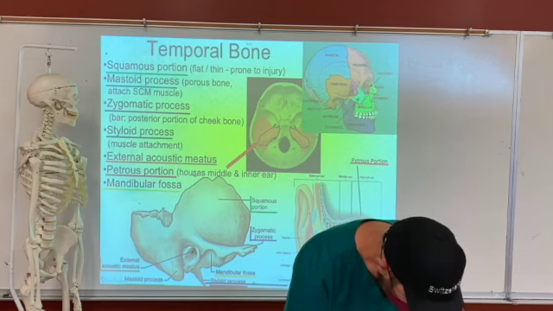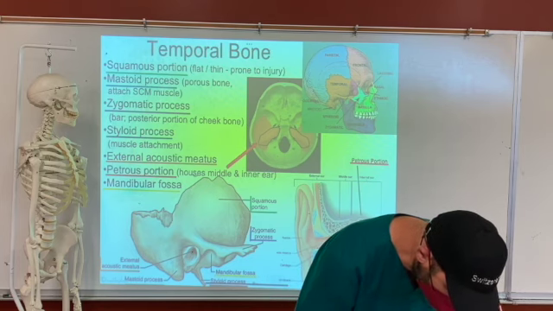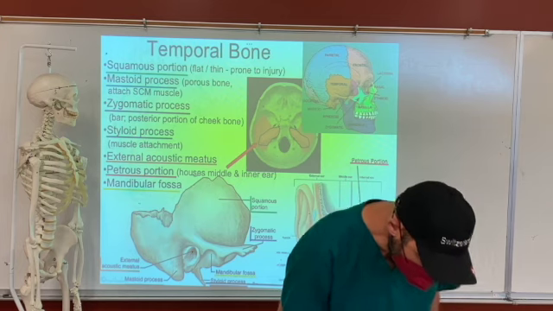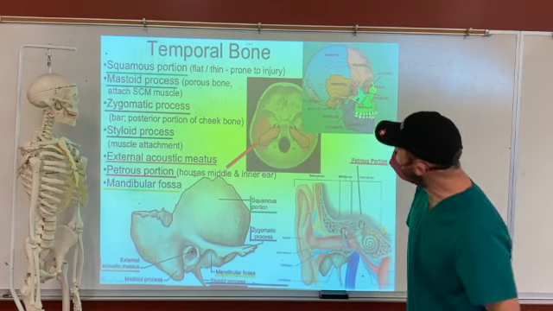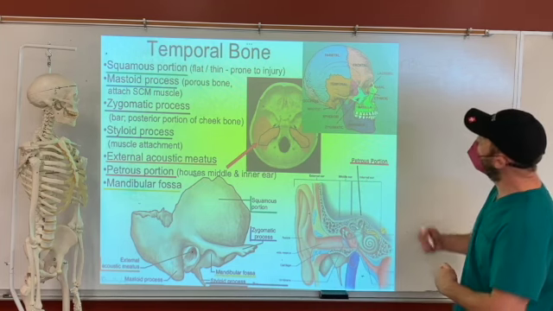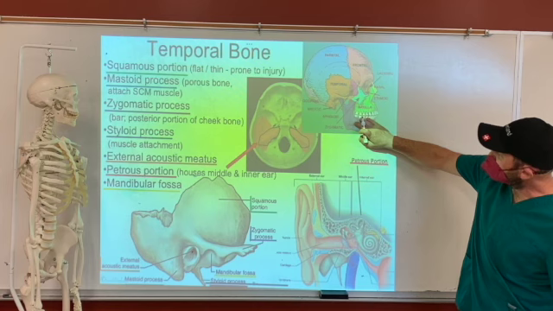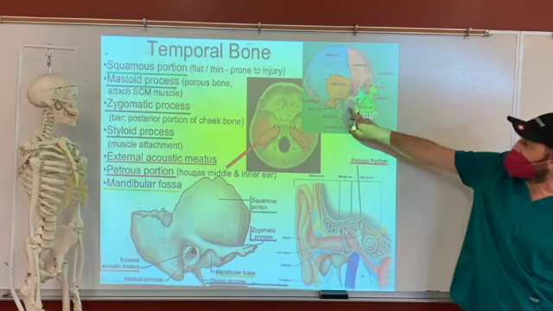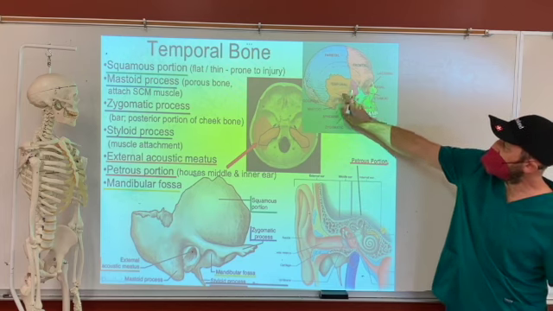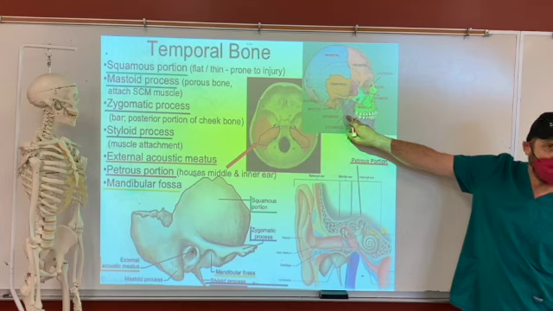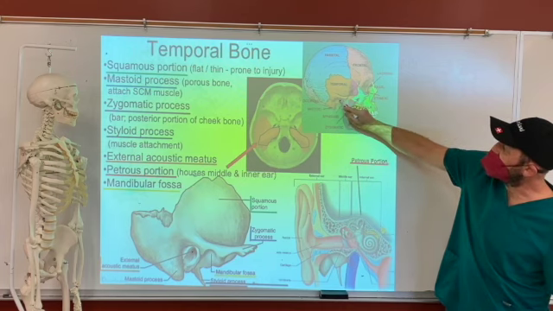So that's the temporal bone. What else do we have in the temporal bone? We have the mastoid process, we have the external acoustic meatus. What we haven't touched yet is the mandibular fossa. Look at this one here, where you have the jawbone attached. You have the jawbone here and the temporal bone here, and an area where they connect with each other.